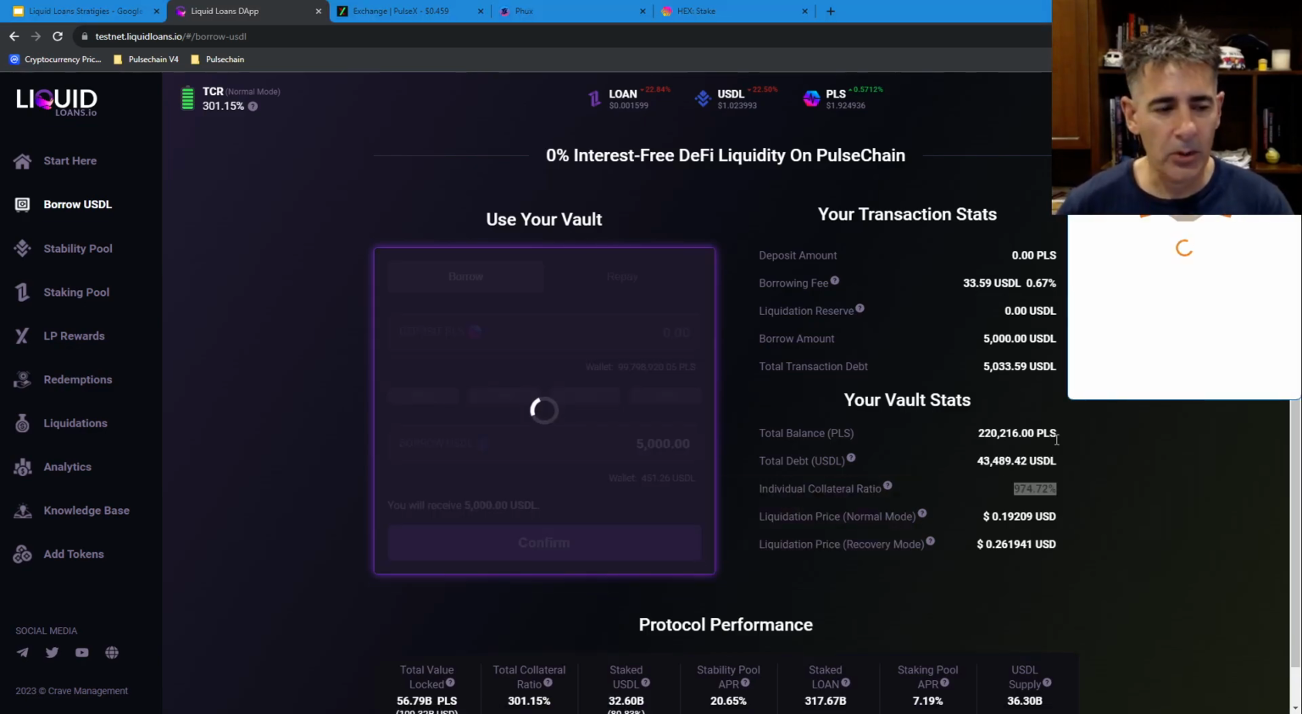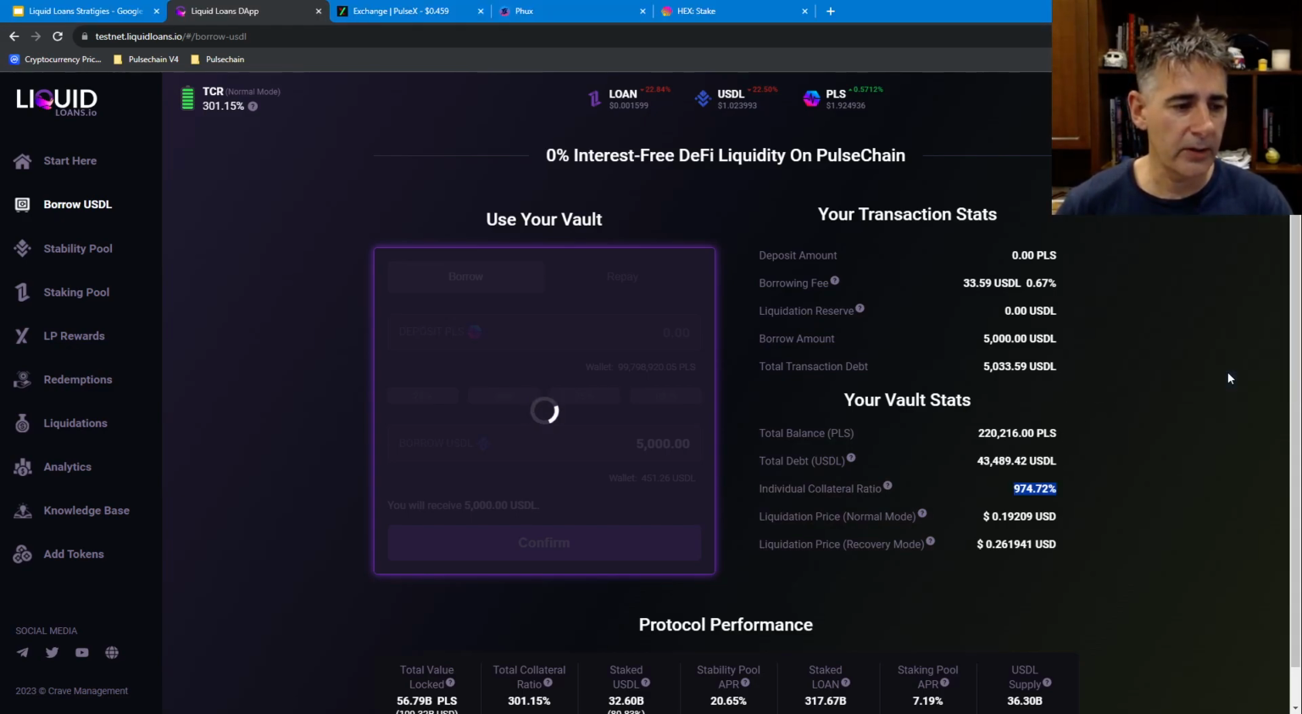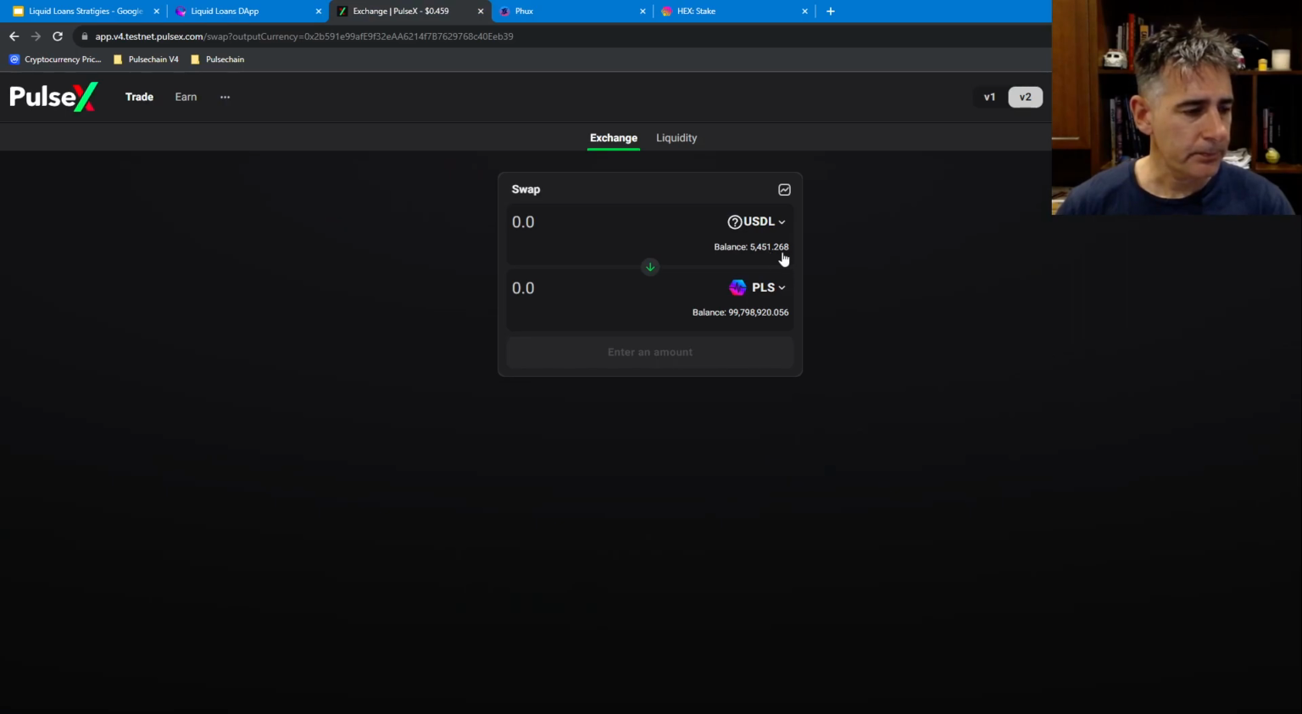So we're pretending that the price has gone up a little bit. So we've been able to extract a little bit more value out of our vault, keep our collateral ratio safe, and we're going to recycle that same principle. So once that processes, we're going to go back to PulseX, and we're going to swap that USDL for Pulse. Okay, so that's just confirmed. We extracted 5,000 more in value. That's going to get us 2,659.